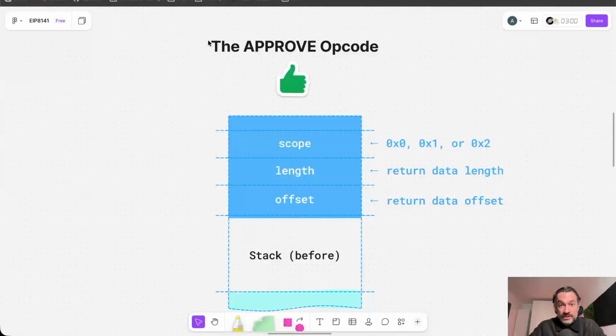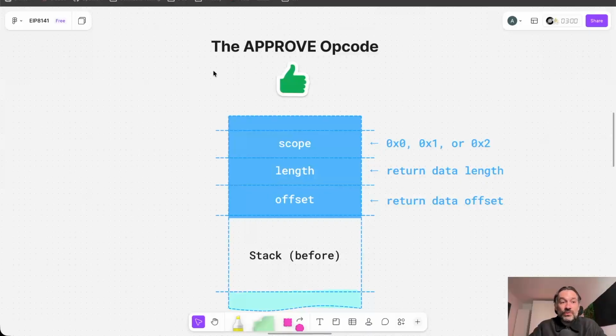Okay, and the next and last thing for this video, I want to cover the new opcode APPROVE. APPROVE is a new opcode at the heart of the EIP. It's an opcode with a value the same as the entry point address, which is nice to remember, I guess.